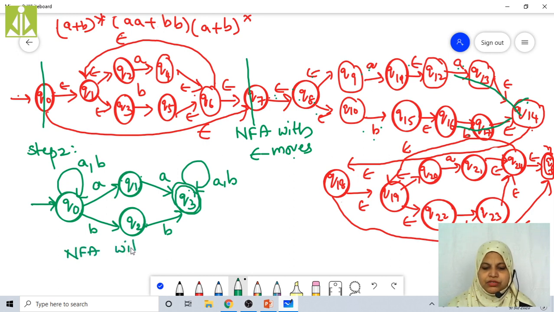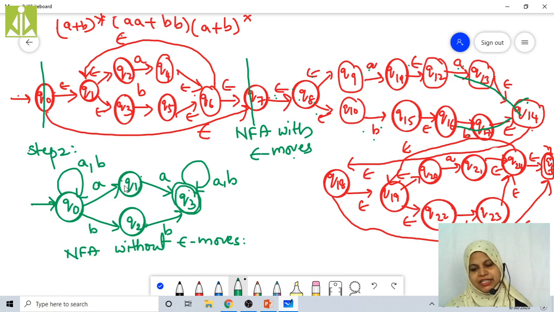NFA without epsilon moves. Use some common sense, then easily you can draw this one, right? Here A plus B whole star is there, self loop. From this one epsilon A is there. That's the reason directly I am taking this A. Here epsilon B is there, B. From this B to B is there, again B to B is there. From A to A is there, A to A is there. Here from B we are reaching the same state. So that's the reason we are taking Q3 state. Again self loop is there, A plus B whole star, right? With this, NFA without epsilon moves.